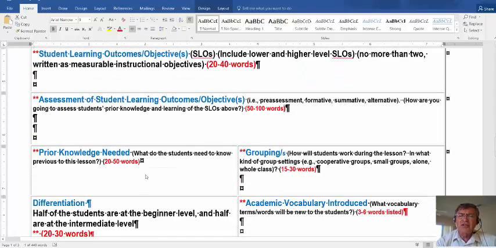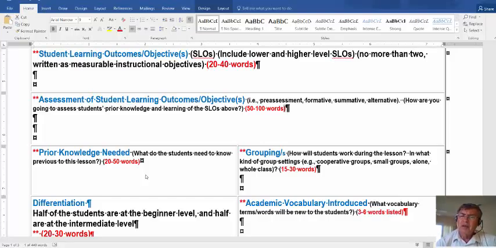Okay, prior knowledge needed. What do students need to know previous to this lesson? There might be things that you've taught before. There are expectations for these students that are coming in here. Go ahead and come up with something. What will they need prior to starting this assignment to be successful with it?